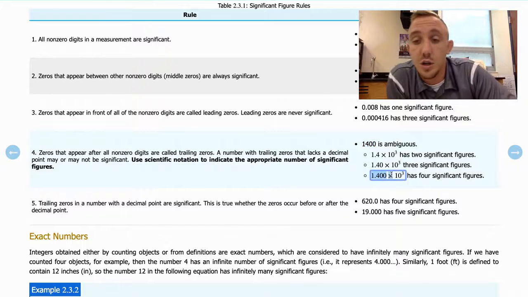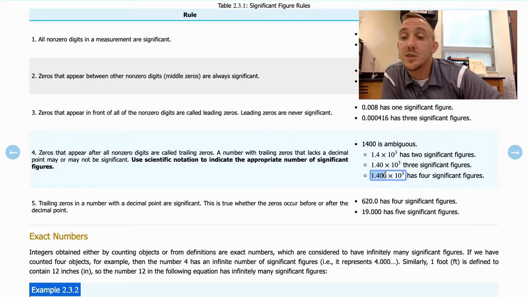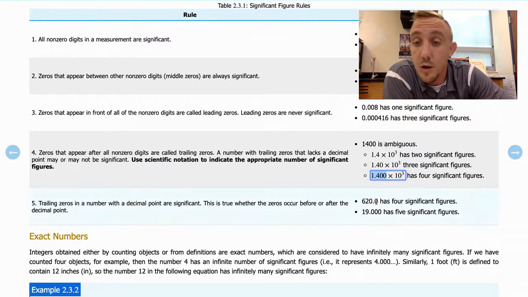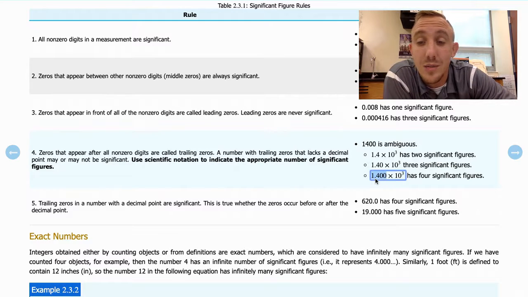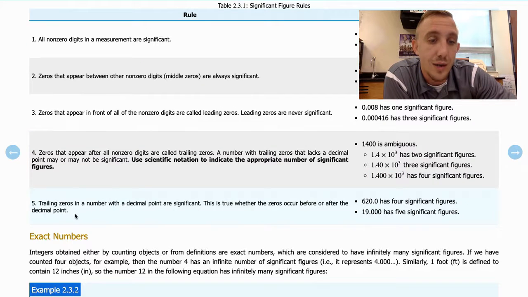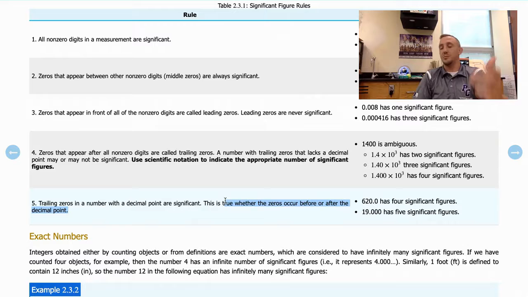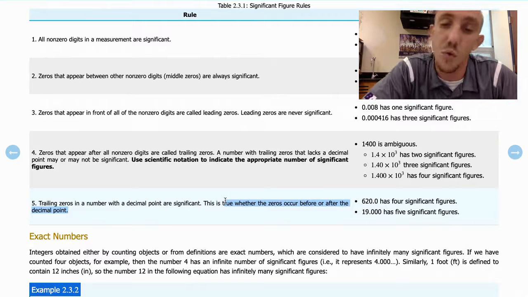The last number that you're going to look at right here, all of these are significant because, once again, 2 of them are non-zero numbers, 1 and 4. 0 and 0 are trailing, and they count because there's this decimal right here. All right? So you're going to have to remember trailing zeros count only if there's a decimal. So trailing zeros in a number with a decimal point are significant. This is true whether the 0 occurs before or after the decimal. So this is basically pointing back onto rule number 4.